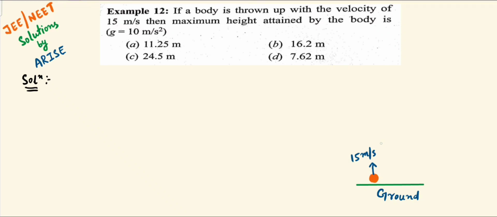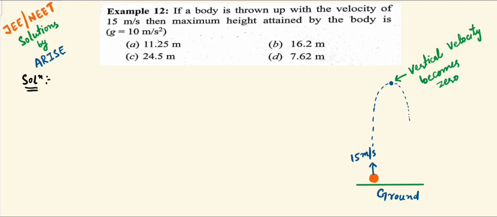So it's evident that as this body is going to travel higher and higher, it's going to do the motion of a projectile. So it will go somewhat like this and fall back. But the point is that this point is our point of discussion. At this point, the body's vertical velocity is zero. The velocity responsible for taking the body higher and higher becomes zero at this point.